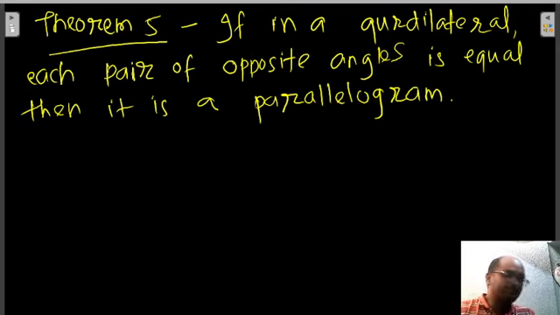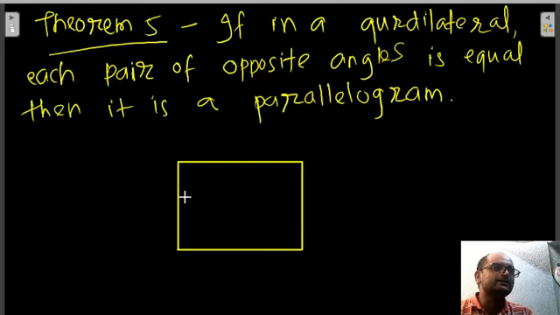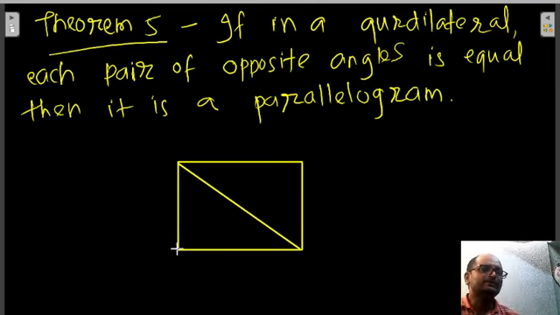in a quadrilateral, let me draw one parallelogram here so that you will understand. Again I will take the example of the square, square is also a parallelogram, right? If in a quadrilateral, square is a quadrilateral, each pair of the opposite angles is equal, then it is a parallelogram. Means what this is saying, each pair means this is one pair of opposite angles, right? This is one pair and this is the other pair of opposite angles.